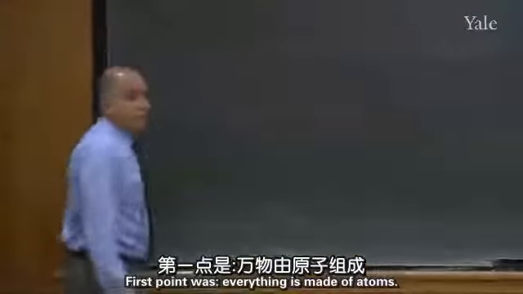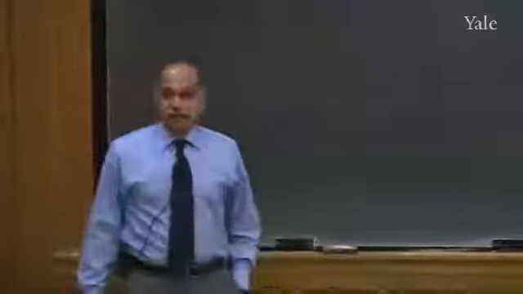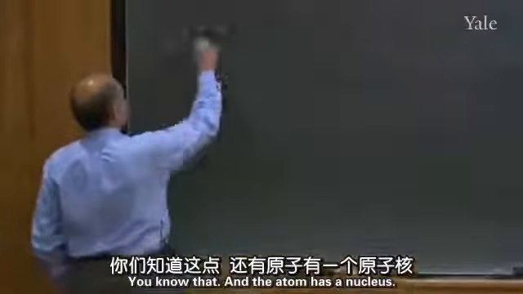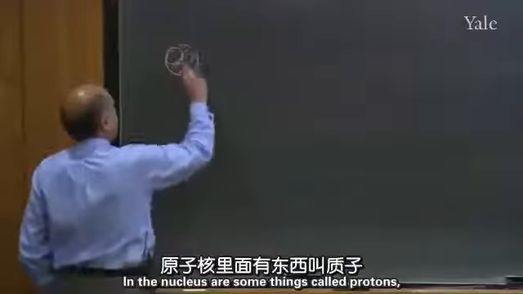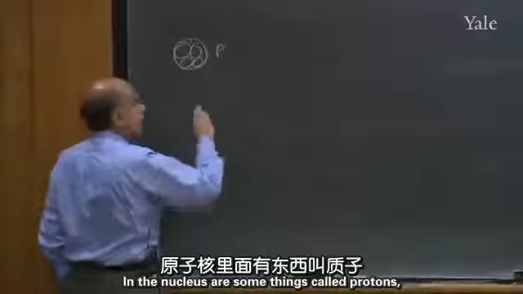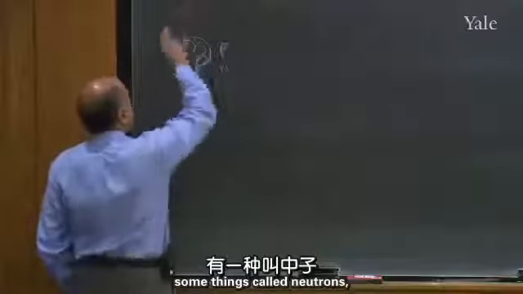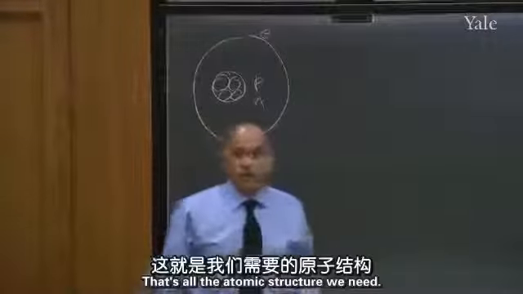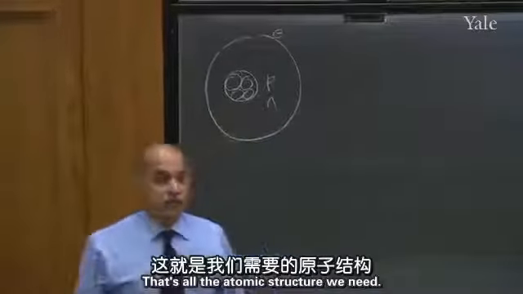First point was everything is made of atoms. You know that. And the atom has a nucleus. In the nucleus are some things called protons, some things called neutrons, and outside are some things called electrons. That's all the atomic structure we need.